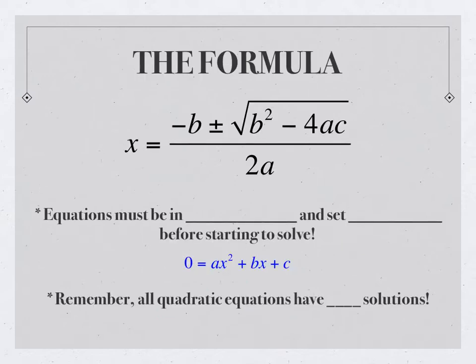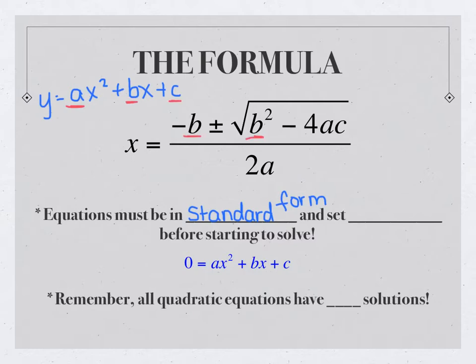x equals negative b plus or minus the square root of b squared minus 4ac, all over 2a. And those a's, b's, and c's come from standard form. So down here it says equations must be in standard form. And you're used to standard form looking like this: y equals ax squared plus bx plus c. So that's standard form, and the a, b, and c here are the a's, b's, and c's in the formula.